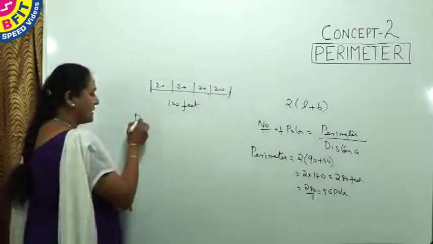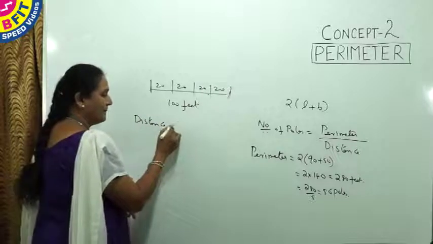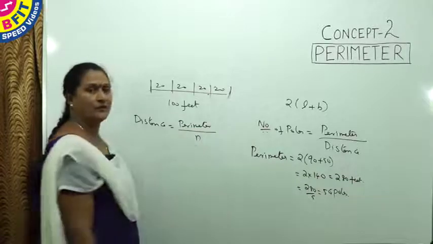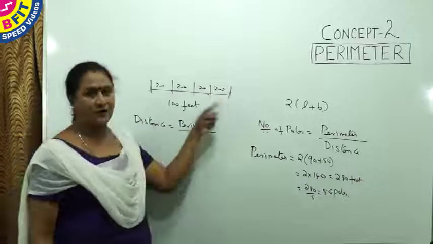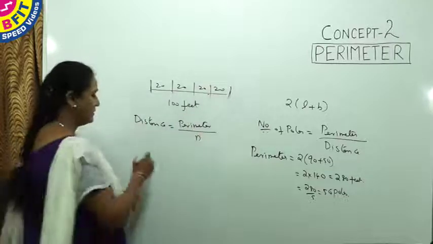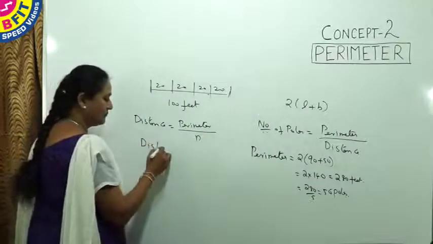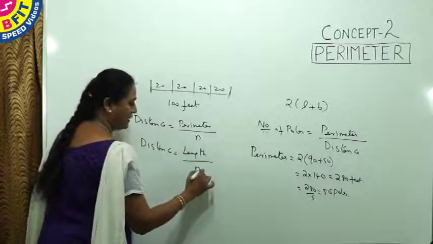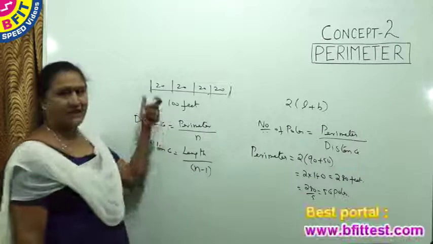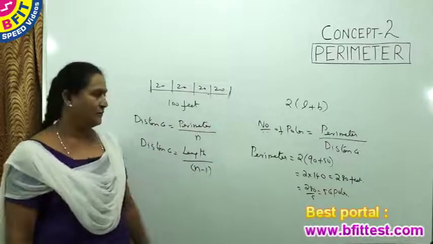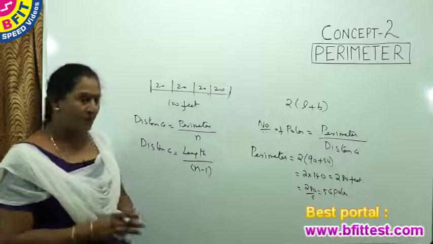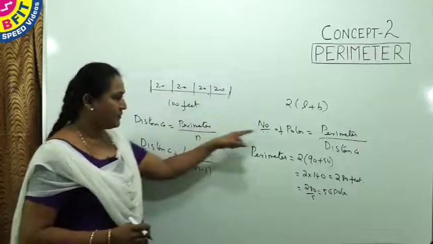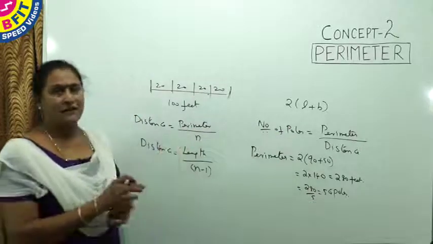Or when distance is asked for a closed shape, distance is perimeter by number of poles. So if you are asked to find distance for a length, that is the open one, so distance is got by length by n minus 1. So if there are 5 poles, divide by 5 minus 1, 4. If there are 10 poles, divide by 9 to get the distance when it is a length. When it is a perimeter, divide by n to get the distance.